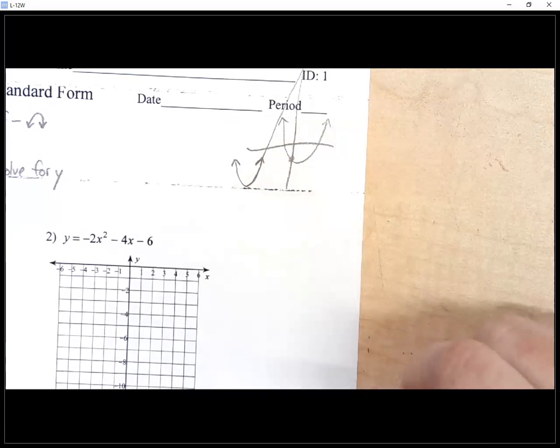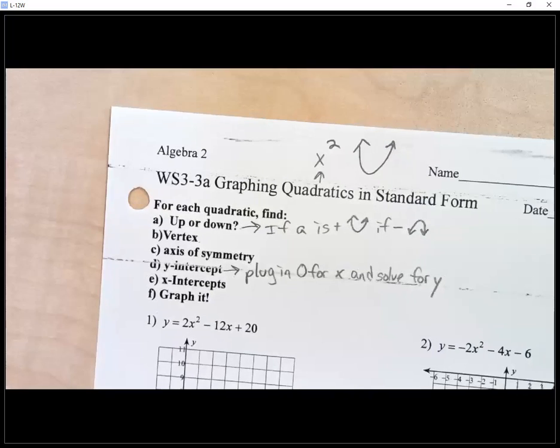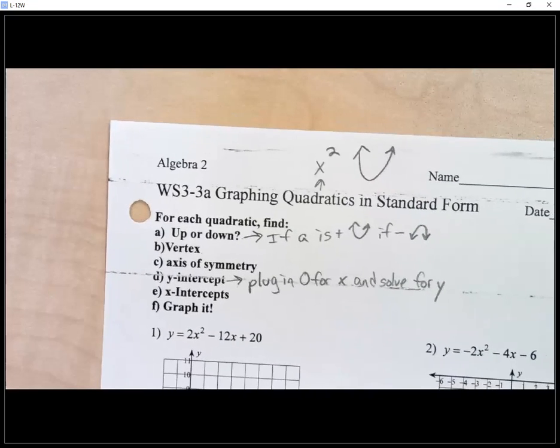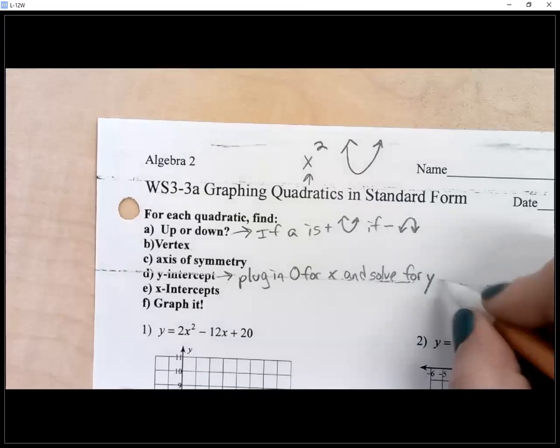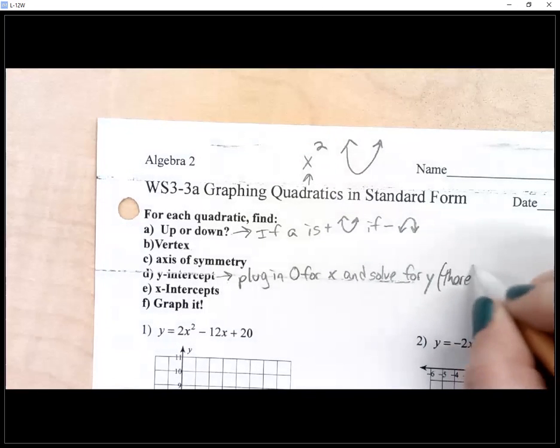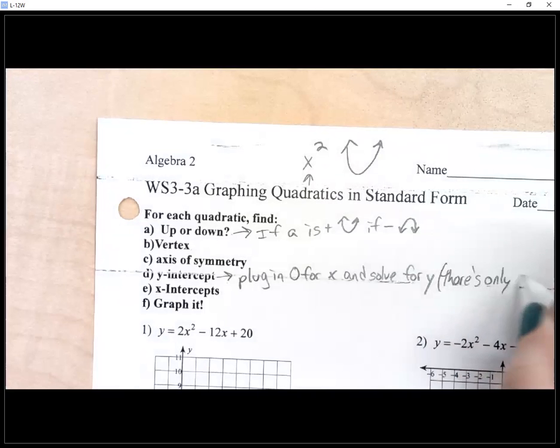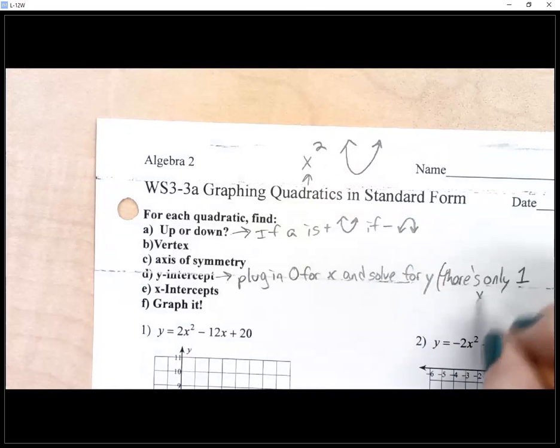Nope. You are always guaranteed one y-intercept. Every single parabola has one y-intercept. All of them do. And only one. Okay, so plug in 0 for x and solve for y. There's only one y-intercept. That's it. That's all you can ever get.